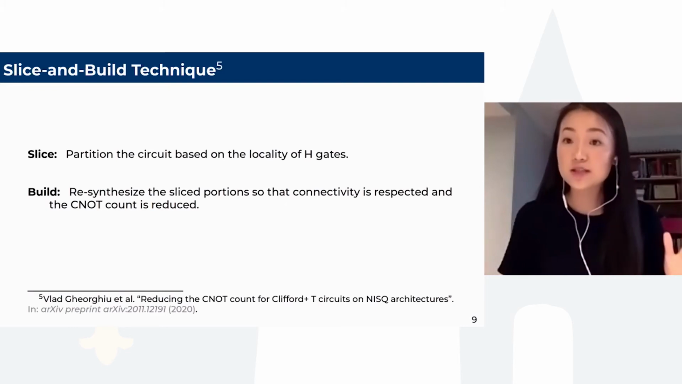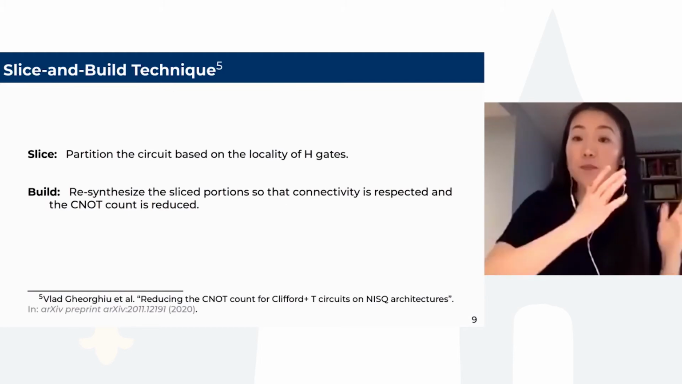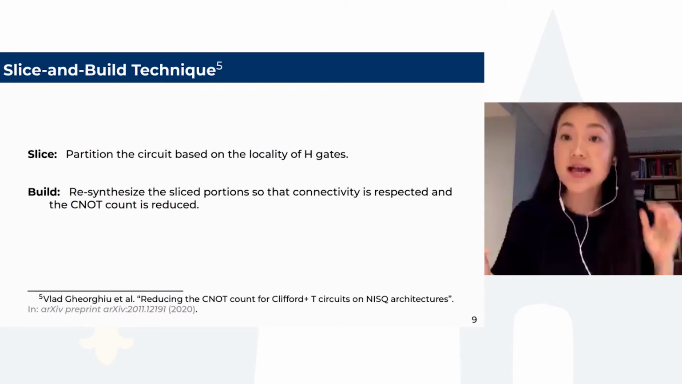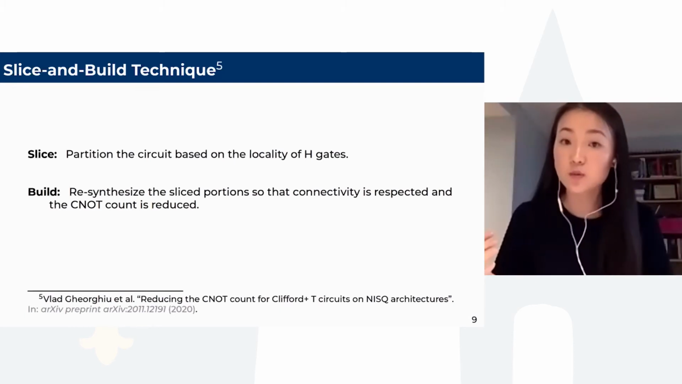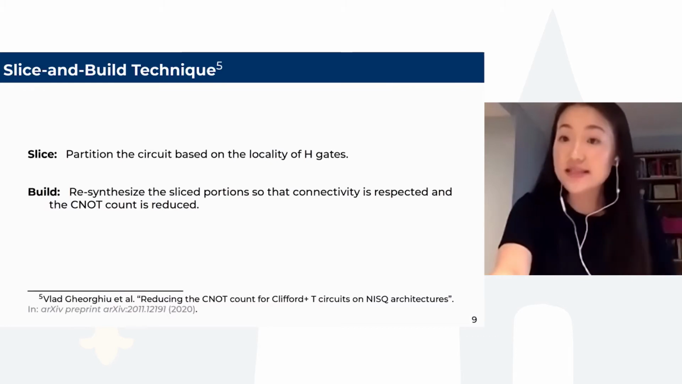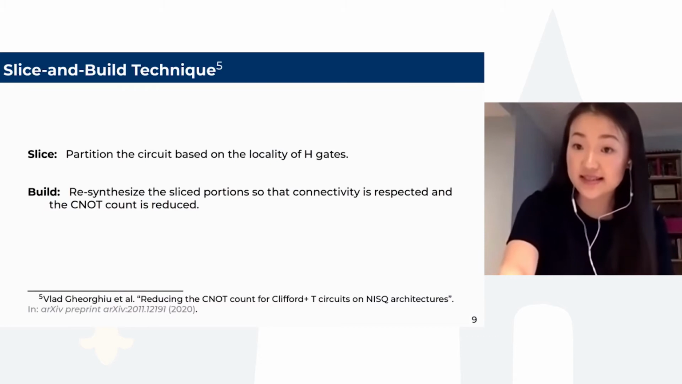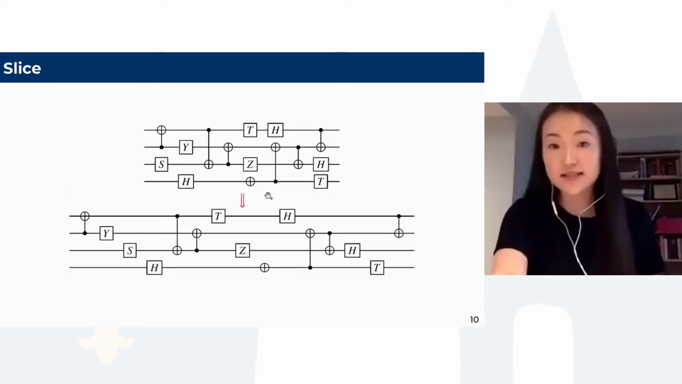So what we do is we first take an input, that is a Clifford plus T circuit, and we partition it based on the locality of the Hadamard gates. Then we get a set of subcircuits composed of only the CNOT gate, phase shift gate, and the Pauli gate. We're going to resynthesize the slice portions so that the connectivity is respected and the CNOT count is reduced. For example, let's say we have this input circuit.